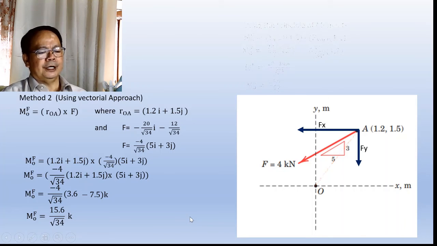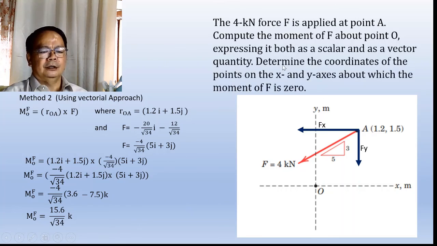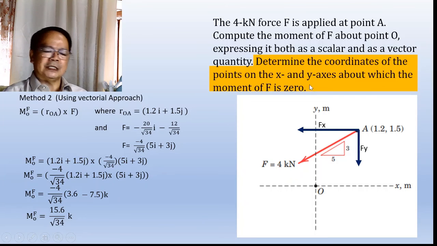Now, solving for the second question. Let's go back to the second question. Tingnan natin itong tanong na ito na determine the coordinates of the points on the x and y axis about which the moment is 0. Ano bang ibig sabihin yan? Tandaan natin, pag sinabing moment is 0, ang ibig sabihin nun, that force passes through that point. In the x, ito yon. In the y, ito yon. Kaya this refers to the x and y intercept of the force.